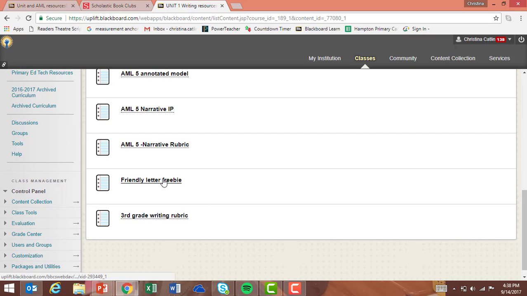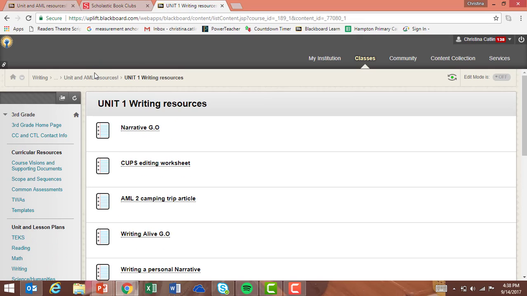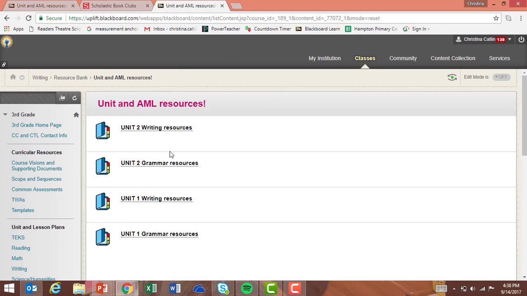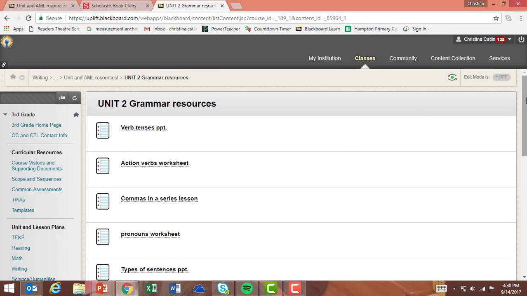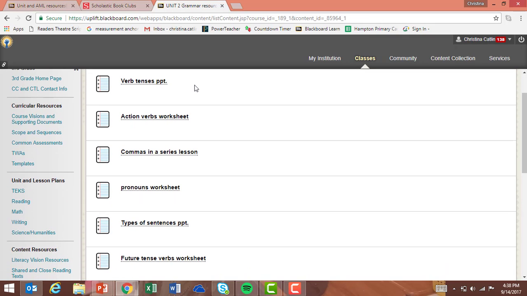And then we also have friendly letters and the writing rubric that is connected to the CA and the STAR test. So jumping over and taking a look at what we have upcoming in Unit 2 for grammar, we have a verb tenses PowerPoint to use for scholars, and then a bunch of different activities that align with all of the Grammartiques. So no matter what Grammartique we're studying, there will be at least one resource up here for you.